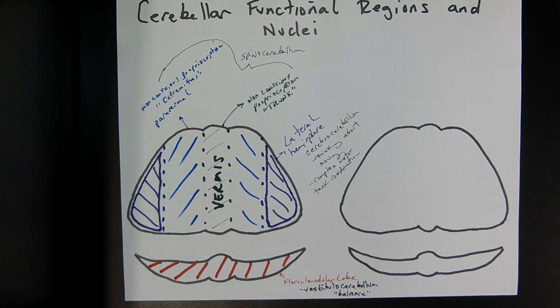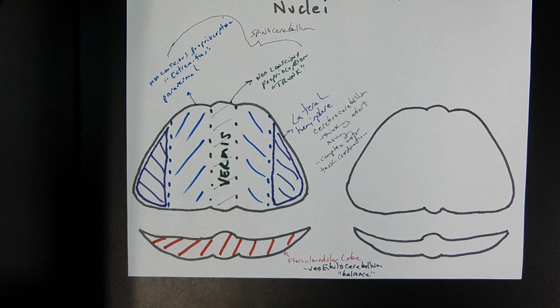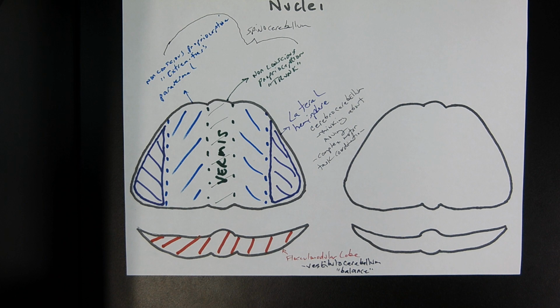Questions? Three different areas: spinocerebellum, vestibulocerebellum, and cerebrocerebellum. Cerebrocerebellum is associated with the lateral hemisphere, spinocerebellum with the vermis and paravermal regions, and the floccular nodular lobes with the vestibular cerebellum. The vestibular cerebellum is involved in balance. Spinocerebellum handles non-conscious proprioception. The lateral hemisphere, cerebrocerebellum, is thinking about moving, planning complex movements.